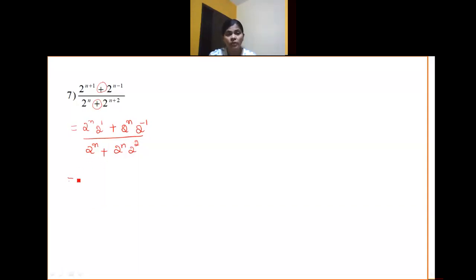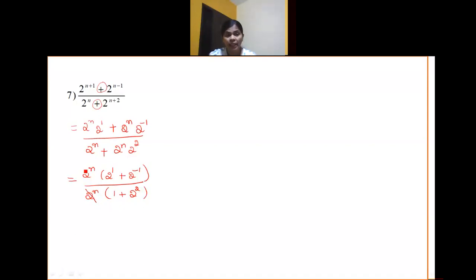Now, if I concentrate on the numerator, I can see that 2 to the power n is common. So let me take that 2 to the power n common out. If I take 2 to the power n common out, what remains is 2 to the power 1 plus 2 to the power minus 1, divided by, from the denominator once again I can take 2 to the power n common out. What remains is 1 plus 2 to the power 2.